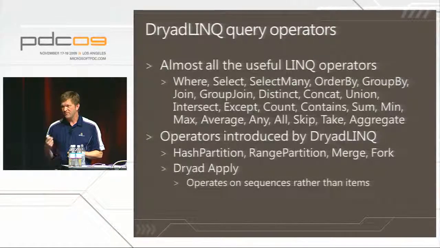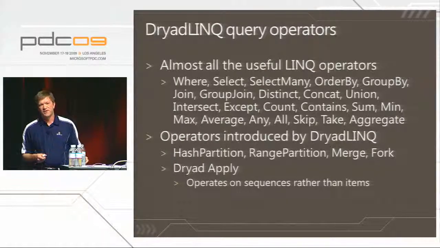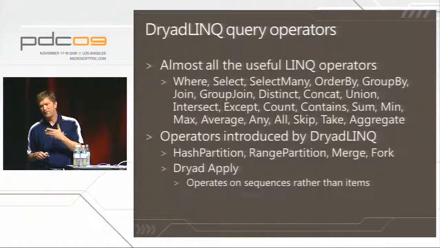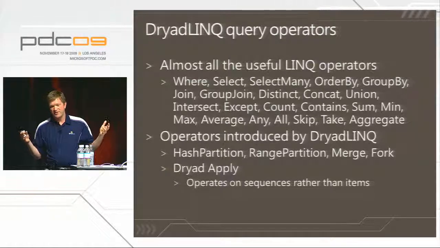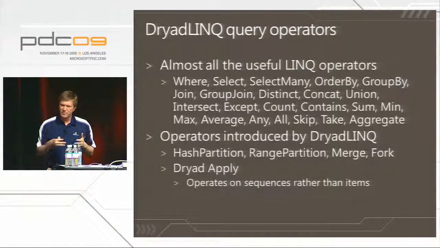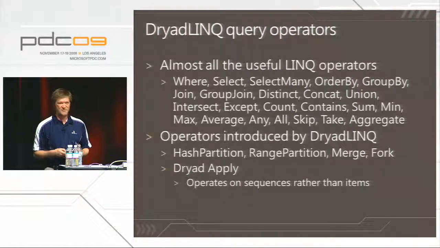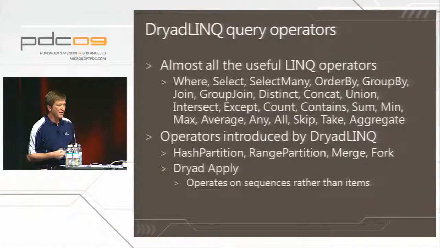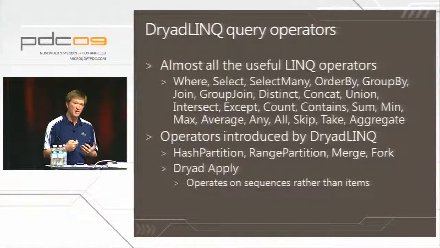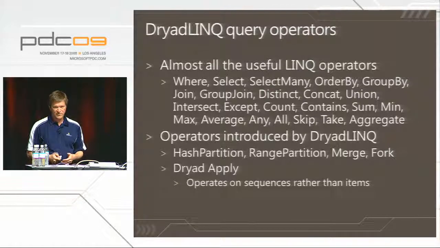And then there's also a DryadApply operator, which lets you, rather than operating on just a single item at a time, lets you see the whole sequence. So if you want to do a moving average, or you need to see multiple sequences at the same time, do some kind of correlation between two sequences, the DryadApply is a really powerful way you can build that kind of logic in your queries.